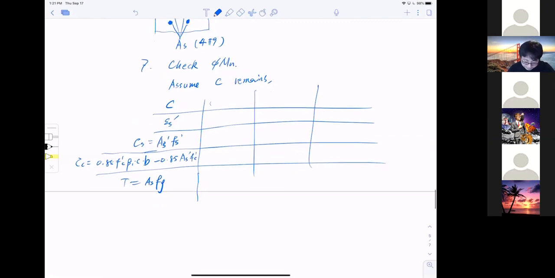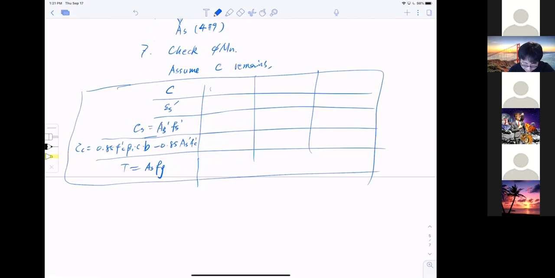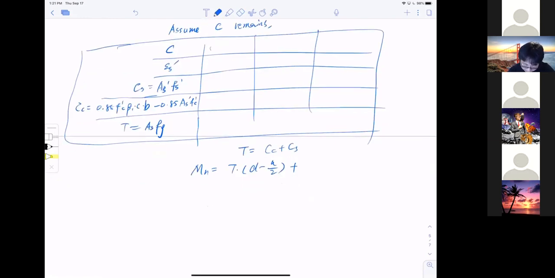Okay, that's the table we used before in the previous lecture, iteratively making sure C equals T. T equals CC plus CS, and Mn equals T times d minus half a, plus CS times d minus d prime. That is what we did before.